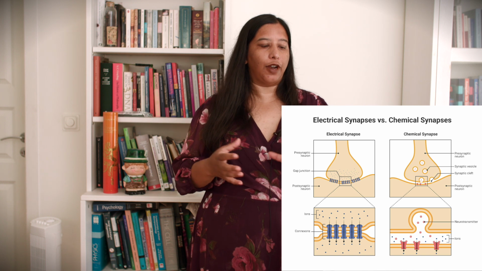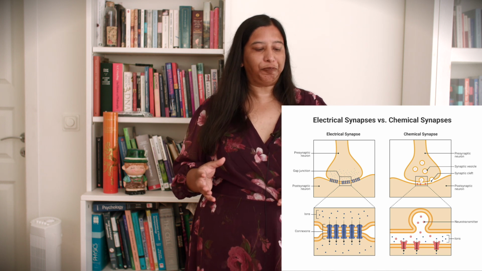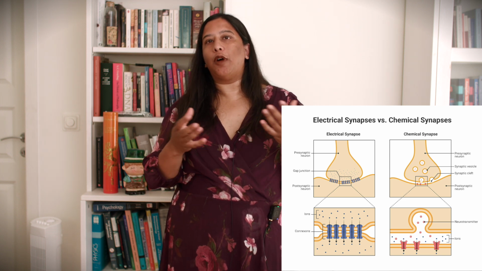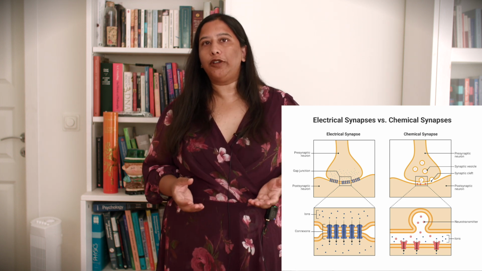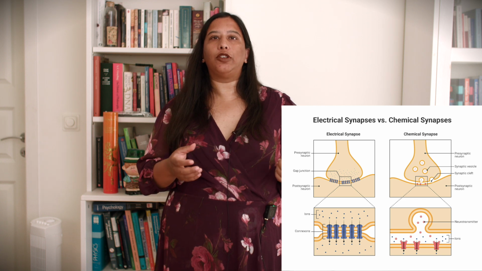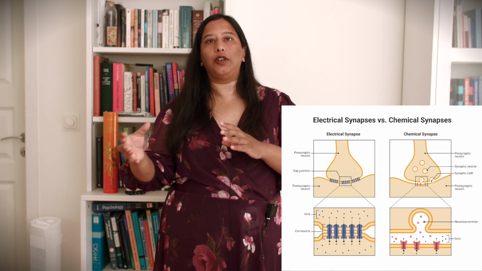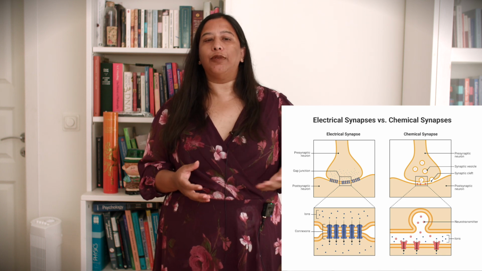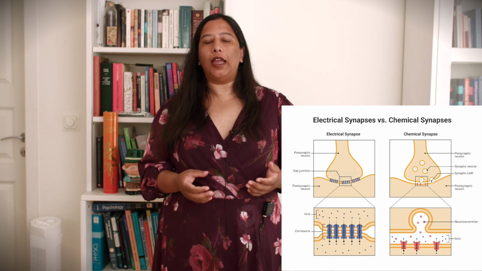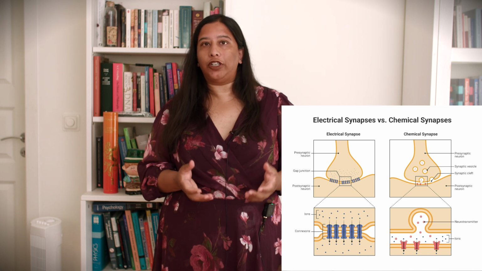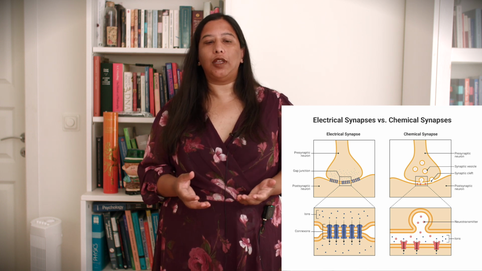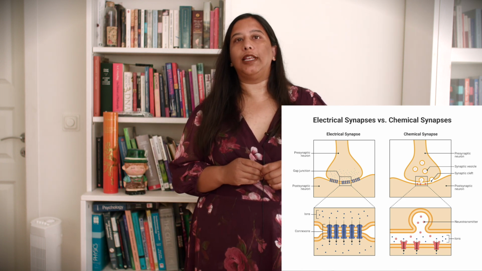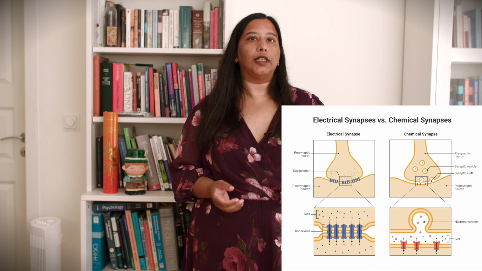Chemical synapses, on the other hand, are slow synapses. And they communicate by the means of small molecules called neurotransmitters. And these neurotransmitters bind to receptors on the postsynaptic neuron. They allow a little bit more flexibility and modulation compared to gap junctions. And chemical synapses will be our focus because they are the most common type of synapses.